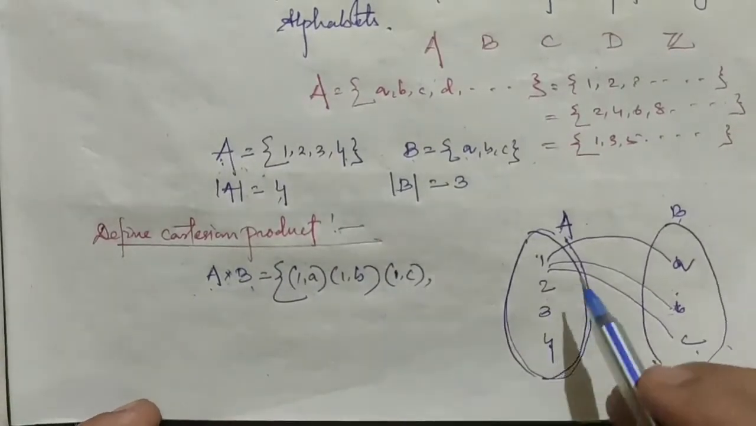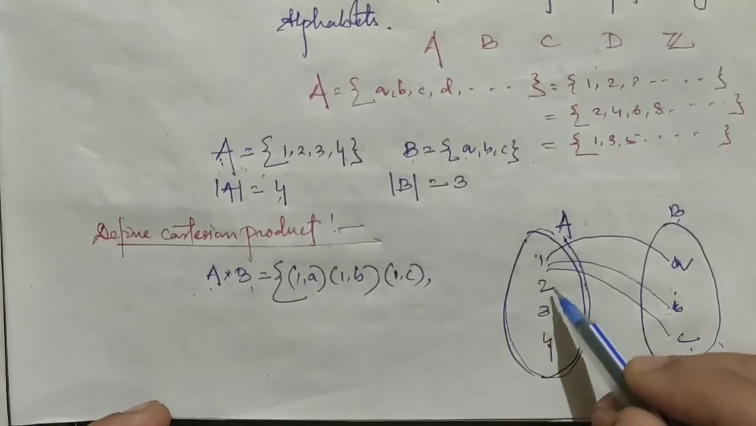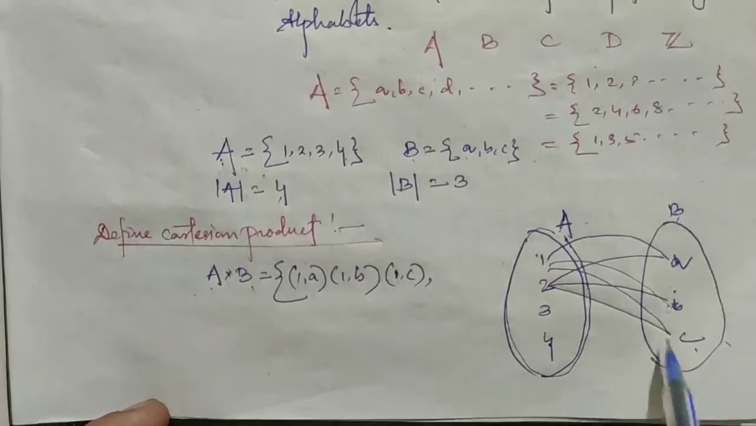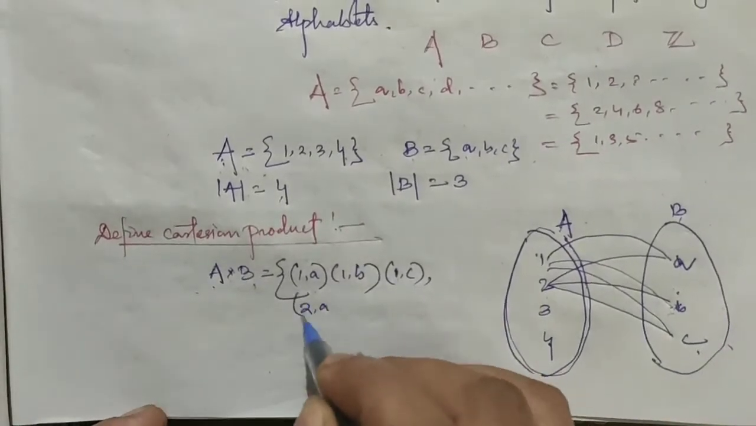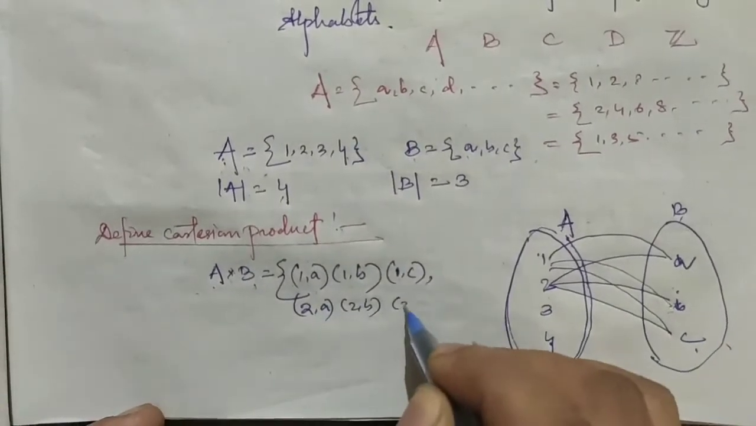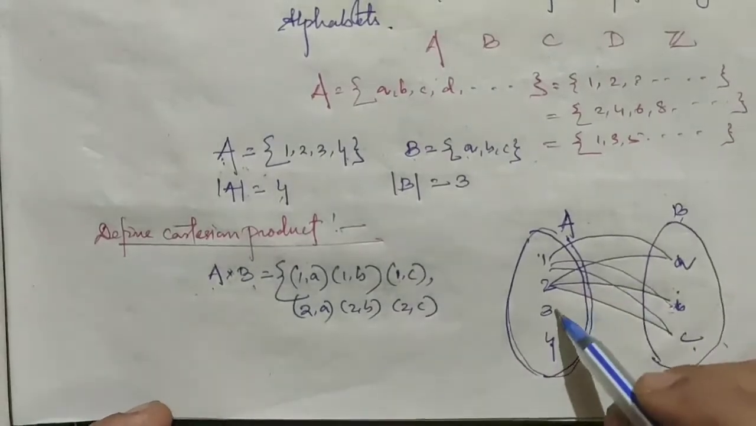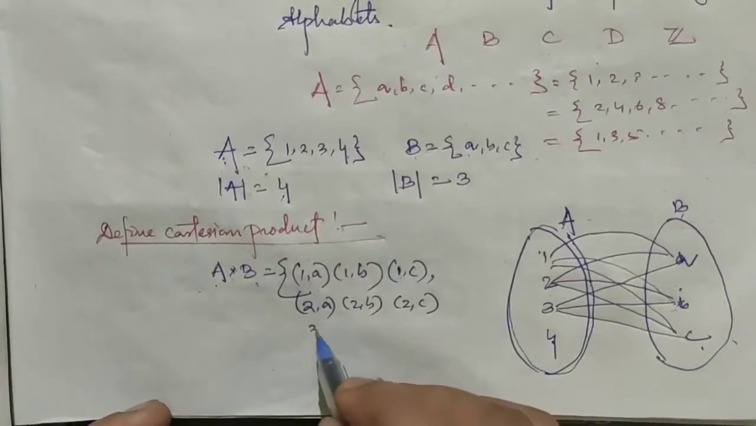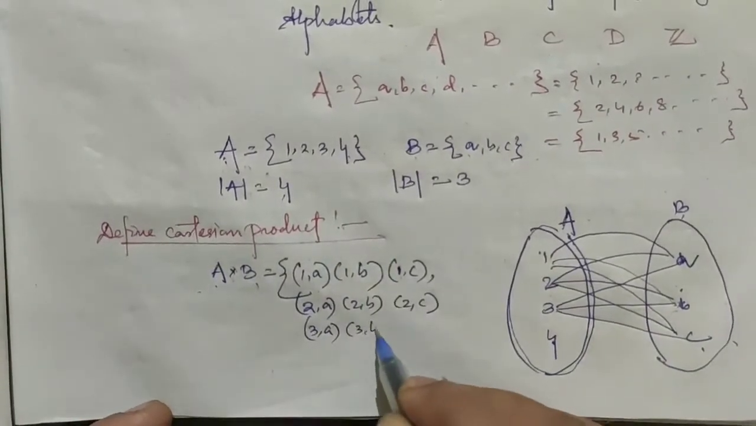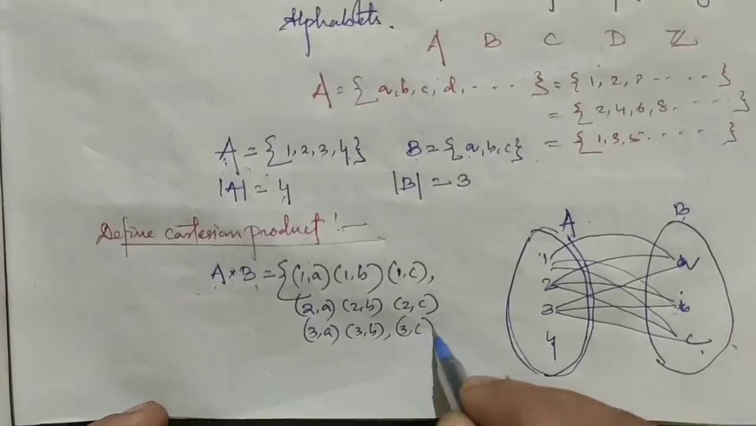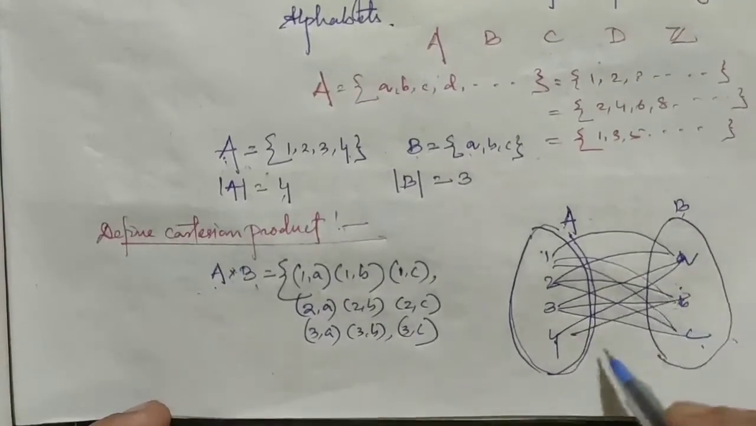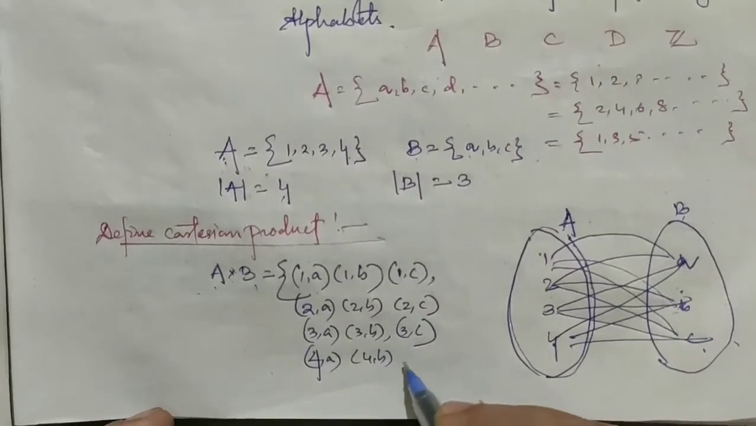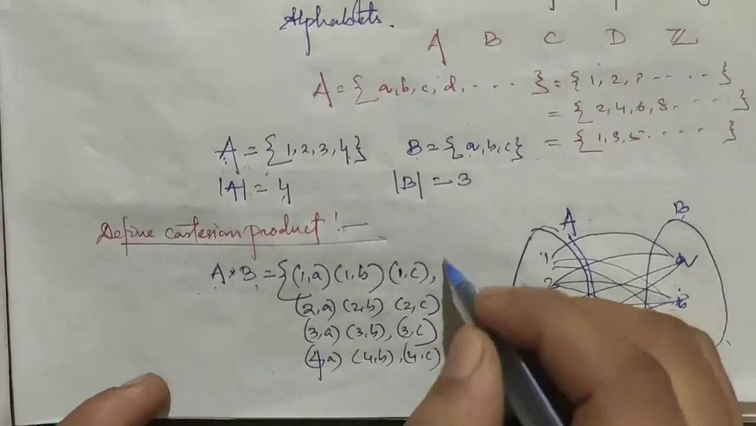Then next we go for the next element: we relate 2 to a, 2 to b and 2 to c. So I write down here 2a, 2b and 2c. Now I go for the next one, 3 to a, 3 to b, 3 to c. So 3a, 3b, 3c. Then the next one, 4a, 4b and 4c. This is the entire set of elements.